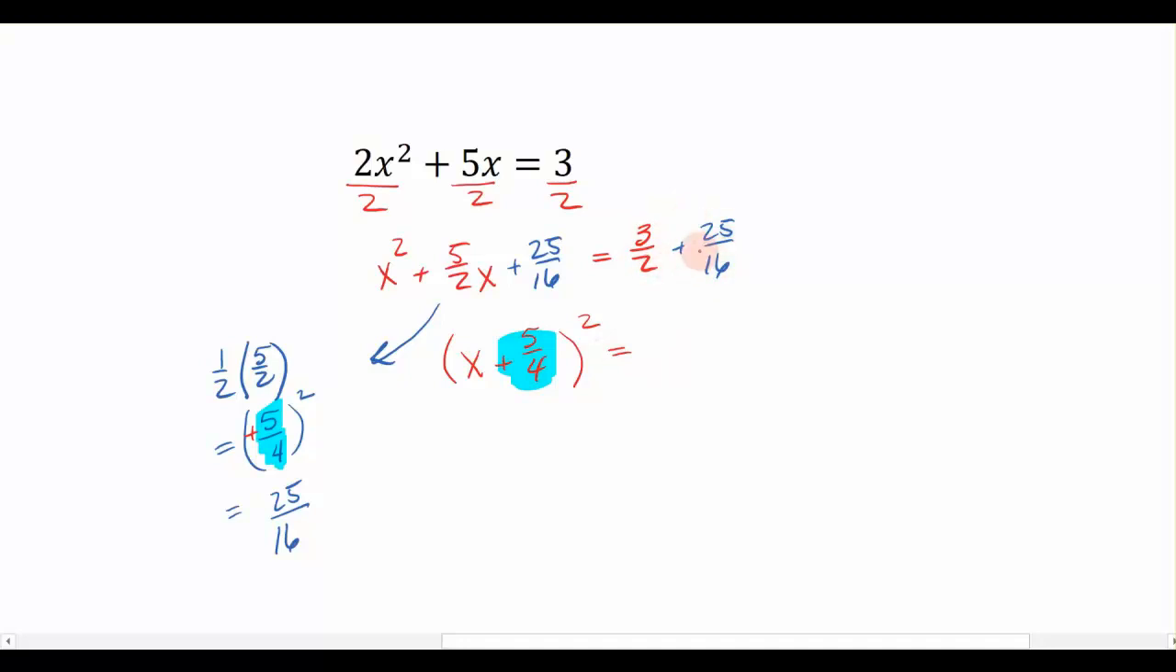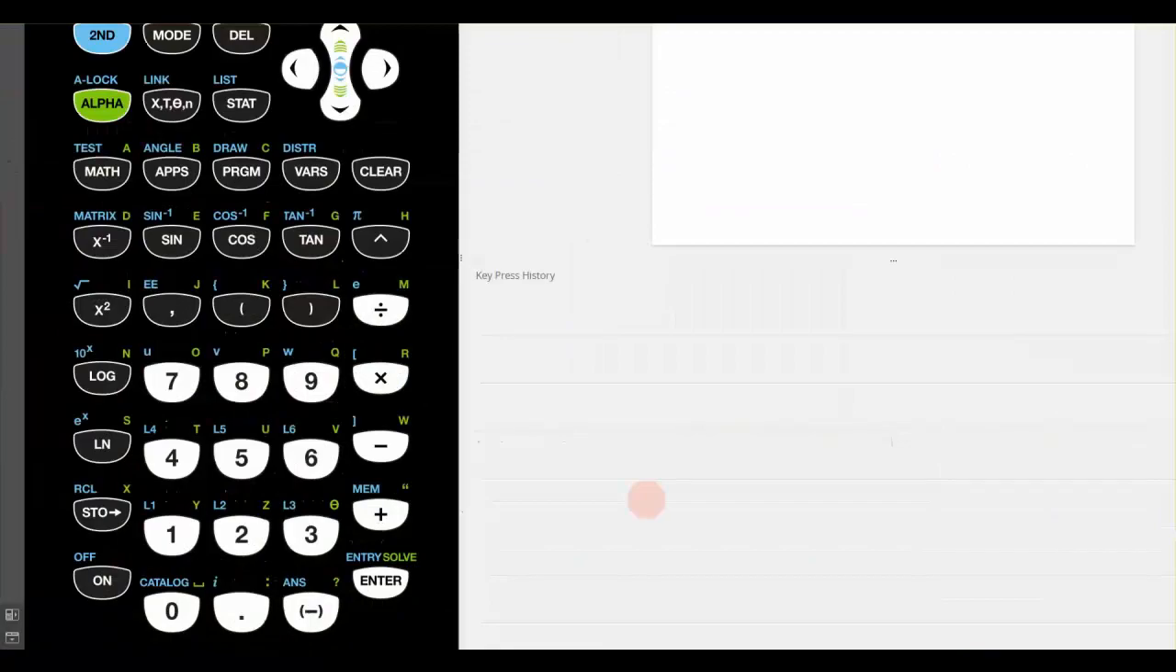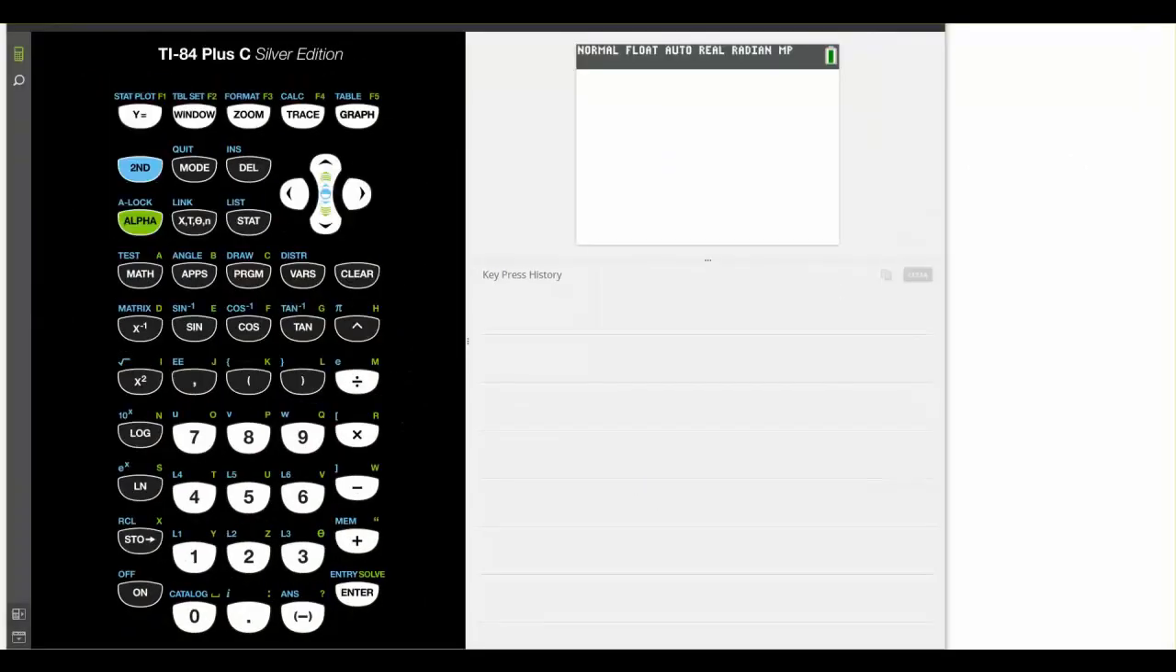if I don't want to add these two fractions together. Let me show you how we would do that on our graphing calculator. So let me make this smaller just a second. Okay, so I want to add 3 halves with 25/16.